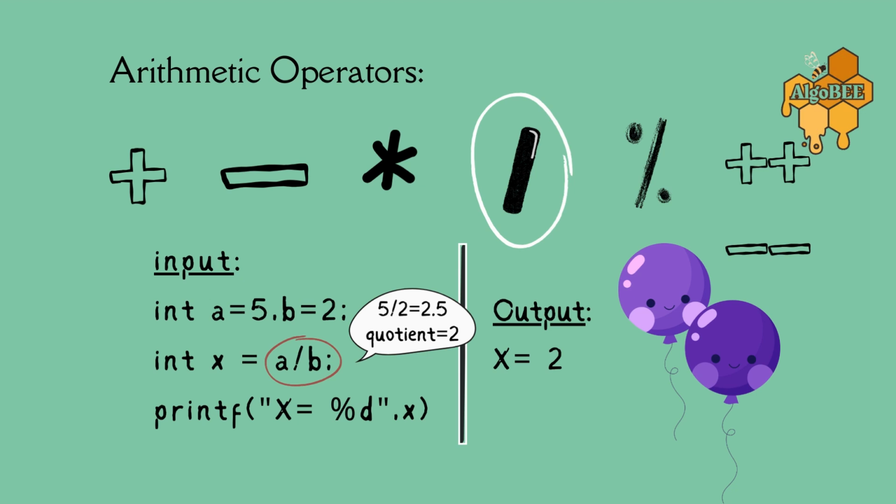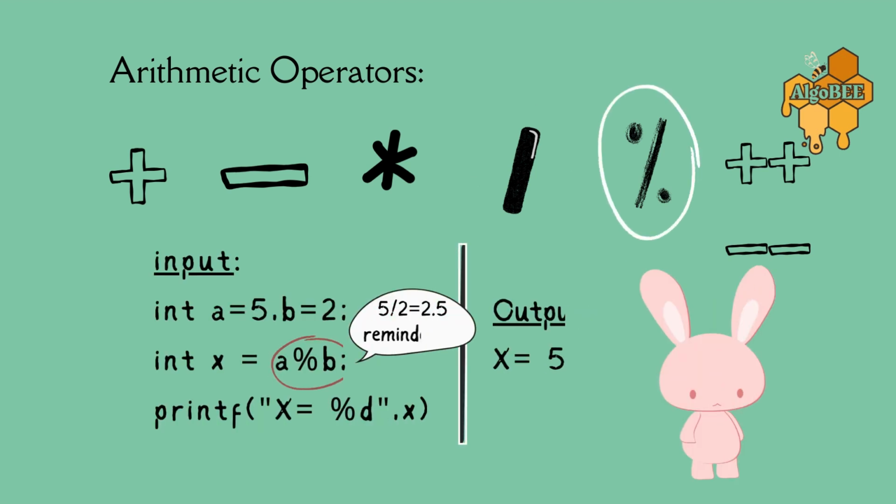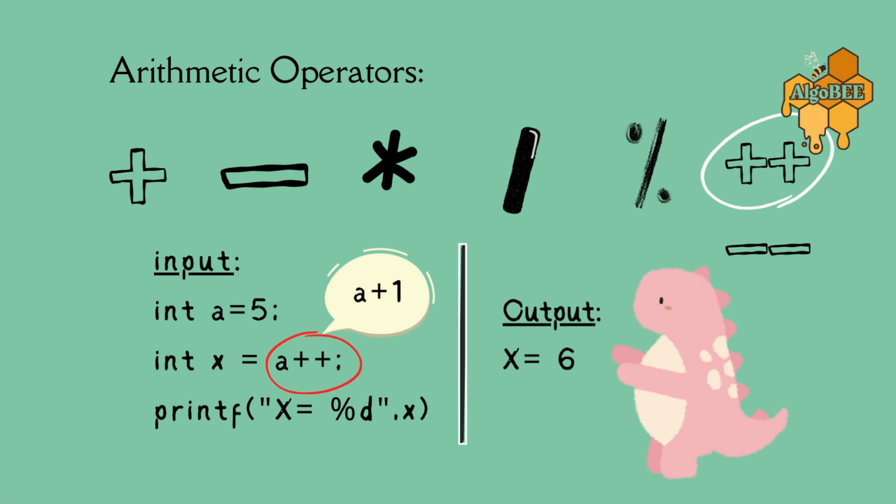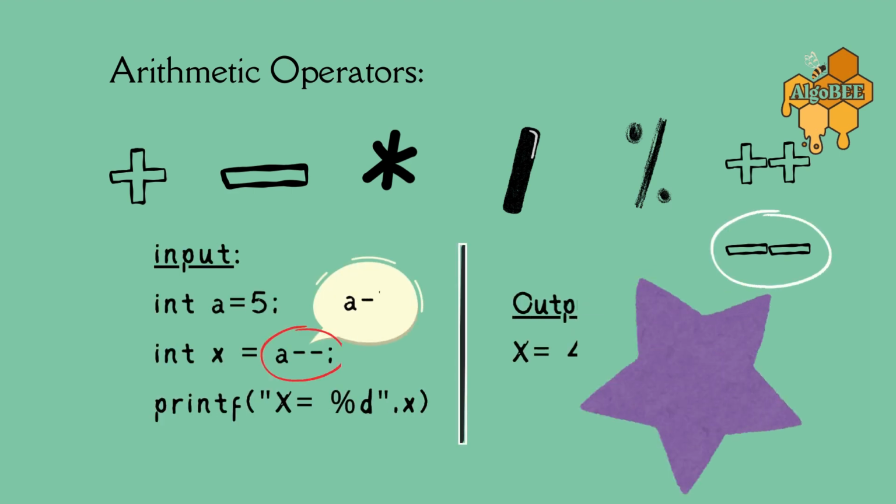Now here is the quotient part and the remainder part. If you use the division operator, you will get the quotient part, that is 2. And if you use the modulus operator, you will get the remainder part, that is 1. Now we are talking about increment and decrement operators. Increment operator stands for a equals a plus 1. In the same way, decrement operator stands for a equals a minus 1.